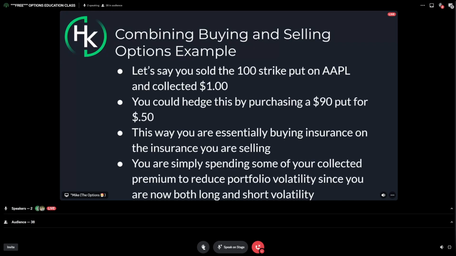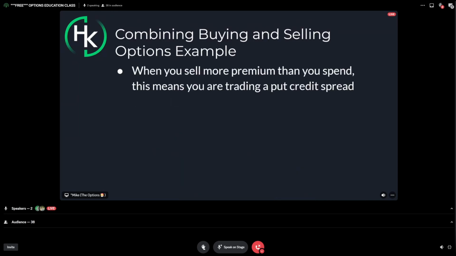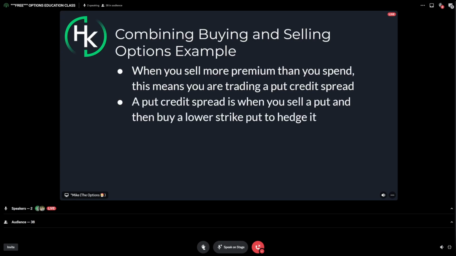So if Apple tanks to 80, you will make money on your $90 put that you bought, and it's going to hedge your losses against the 100 strike put that you sold. So again, it's a hedge. And when you sell more premium than you spend on the put side, that is a put credit spread. A put credit spread is when you sell a put and then buy a lower strike put in the same expiration to hedge it.